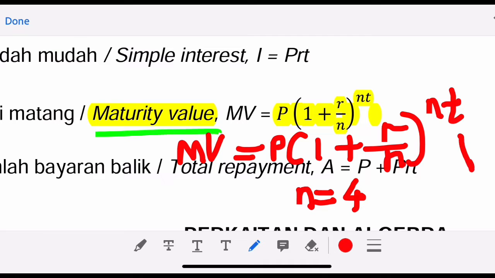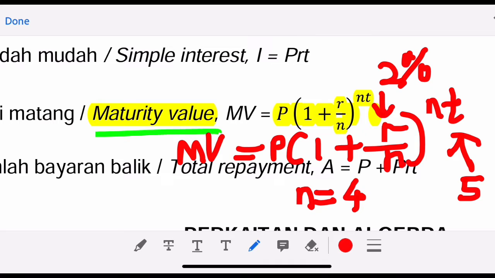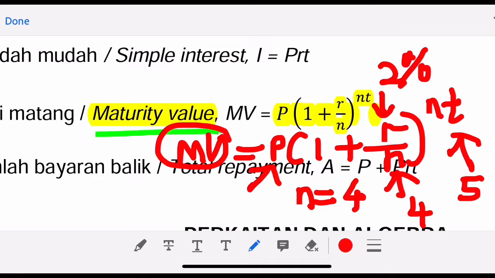And then the question mentioned quarterly, right? So n will be 4, and the year, the question mentioned after 5 years. The interest rate was given 2%, n is of course 4. So what you need to do is find the principal, and the maturity value was given, right? So I want you all to copy down this formula. MV, okay, let's copy down.